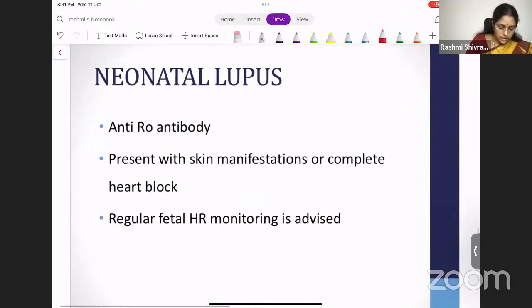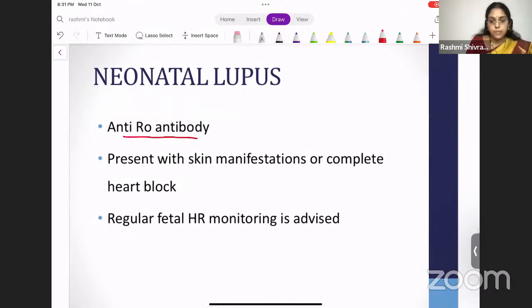Neonatal lupus is also a very important question because MCQs are usually based on this. In neonatal lupus, like I already told you, anti-Ro antibody will be present. Complete heart block can be present. The baby can also have some skin manifestations. So regular fetal heart rate monitoring will be advised for the patients. It is very, very important to avoid congenital complete heart block.